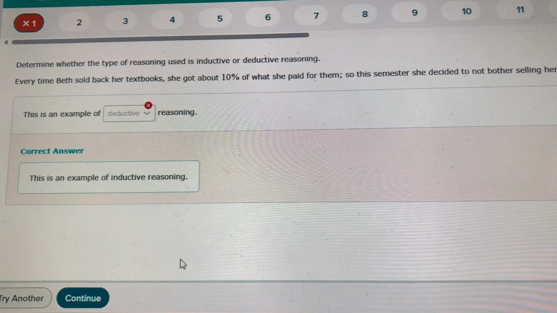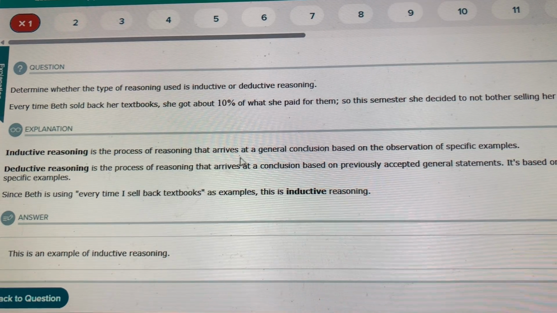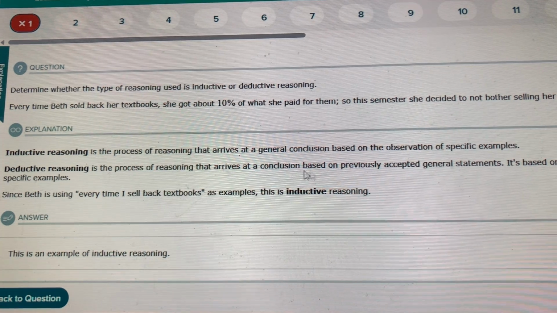Whoops, I guess I had that backwards. Let me see that again. Inductive is the process of reasoning that arrives at a general conclusion based... Oh yeah, see, I had that backwards. So inductive is when you use the past information and then try to predict what's going to happen next. Deductive is the process of reasoning that arrives at a conclusion based on previously accepted general statements. It's based on overall rules, not specific examples.